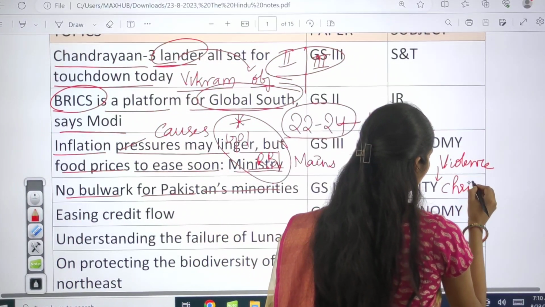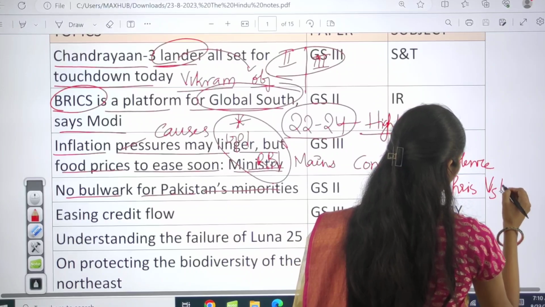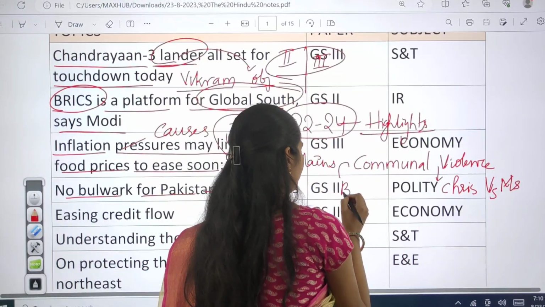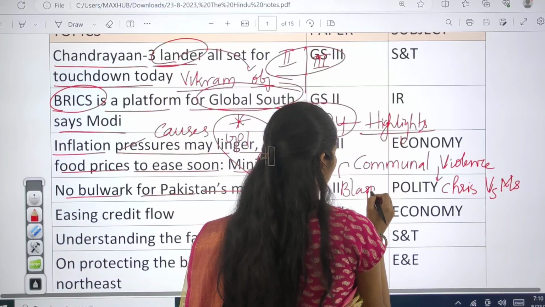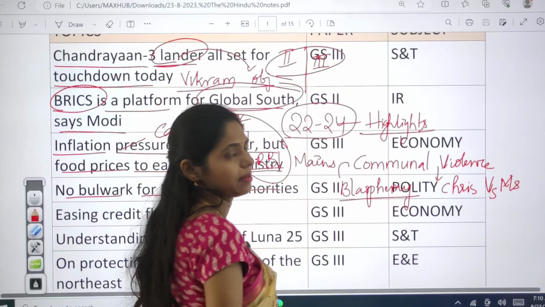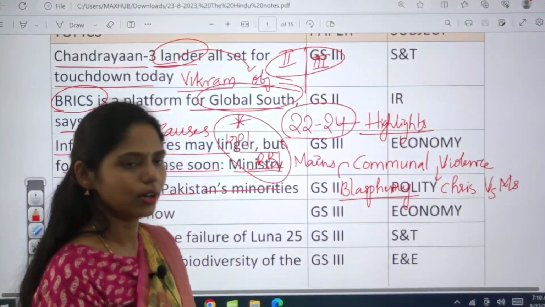Christians versus Muslims. And this issue is regarding blasphemy. So here you are supposed to know about what is this blasphemy. So this is very important.